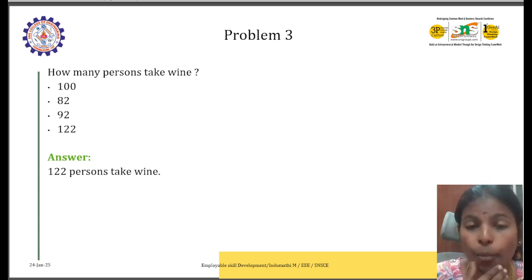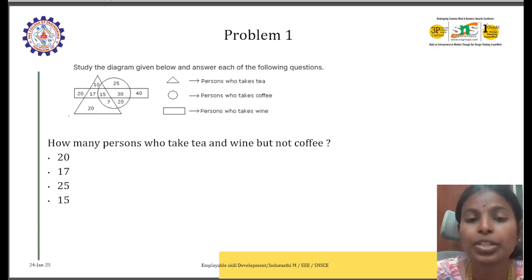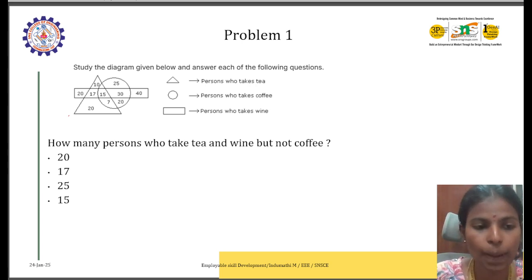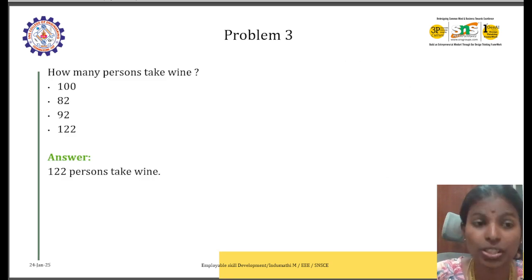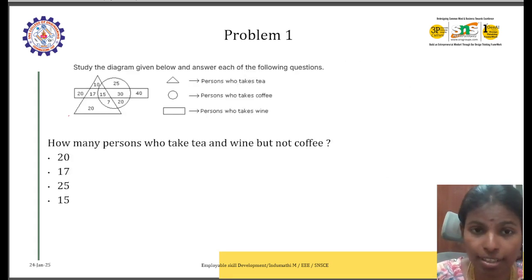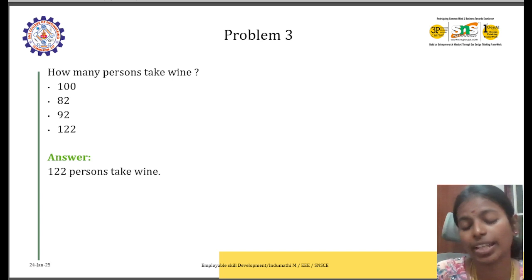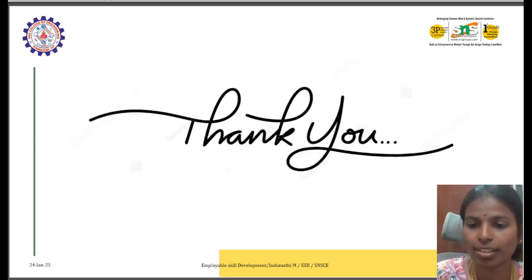So this is the next question. How many persons take wine? This is a simple question. How many persons in total take wine? You can just refer to this diagram. What is wine? The rectangle. So the answer is 122 persons take wine. You just have to add these: 20 plus 17 plus 15 plus 30 plus 40. This is the total number of persons who take wine. Okay, so that's all. Thank you.